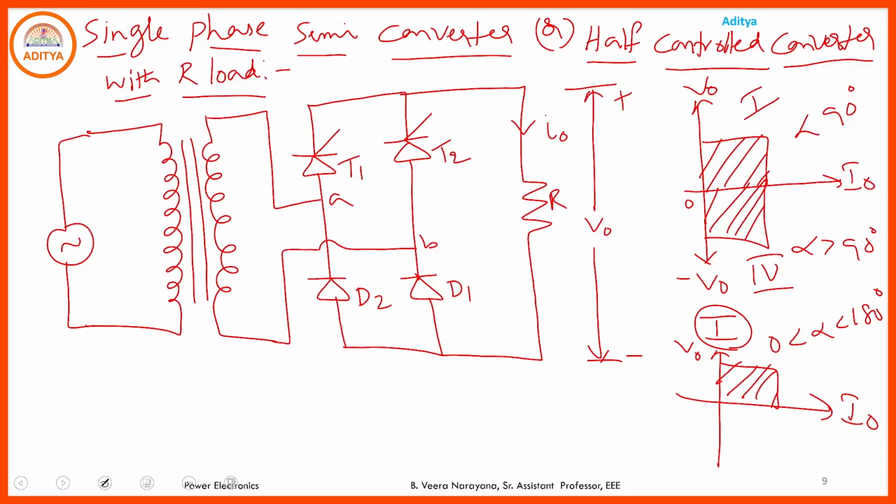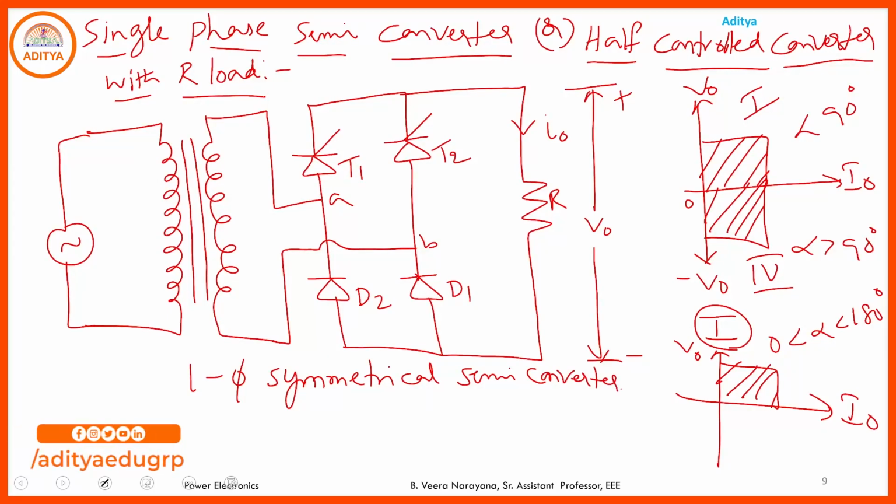Coming to this one, the single phase symmetrical semi-converter. If you go through the bridge type fully controlled converters, it consists of 4 ideal SCRs. Assume ideal switches. If you go through the semi-converter or half controlled converter, it consists of 2 controllable devices and 2 uncontrollable devices. Here the 2 controllable devices are 2 SCRs and the 2 uncontrollable devices are 2 diodes.